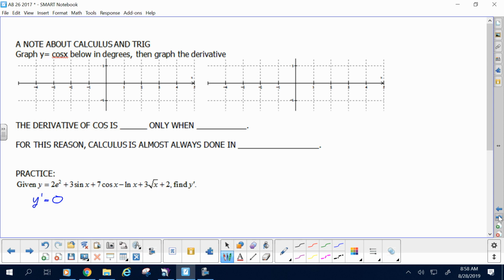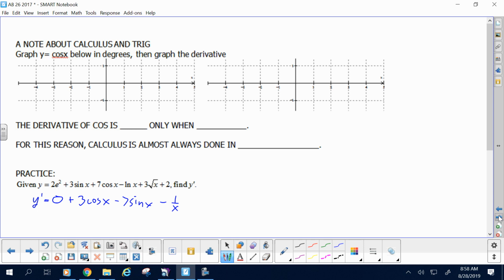All right. What about 3 sine of x? That's a function. What's the derivative? 3 cosine of x. What's the derivative of 7 cosine of x? Negative 7 sine of x. What's the derivative of negative natural log? That's like a negative 1 coefficient. Negative 1 over x. Okay, the negative is just like a coefficient.